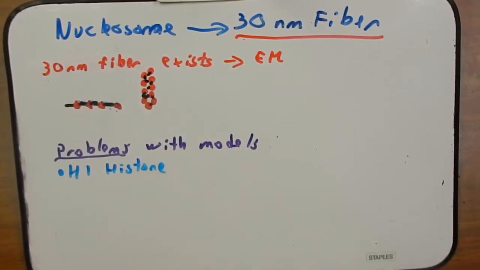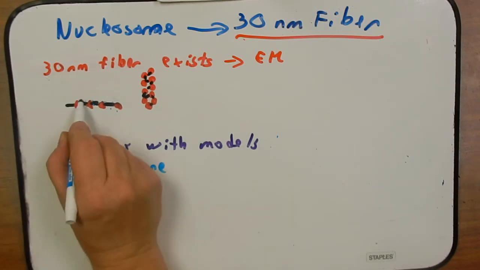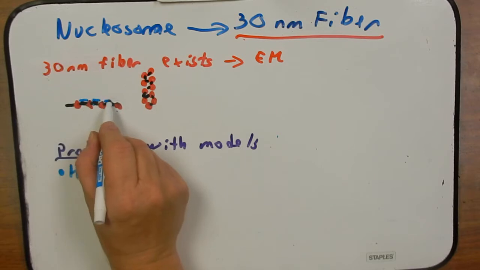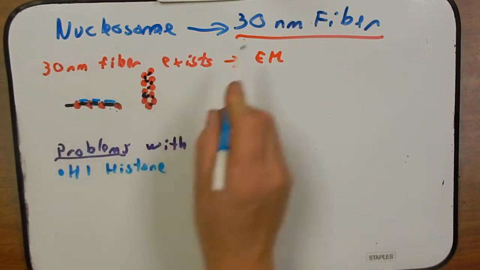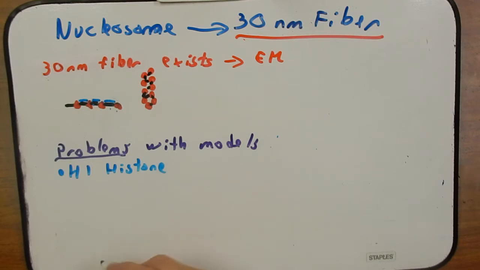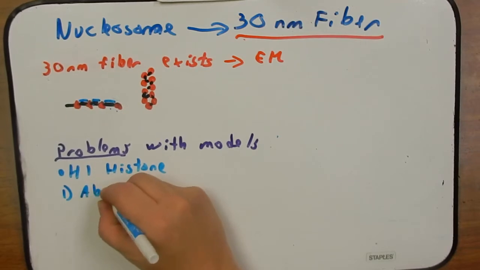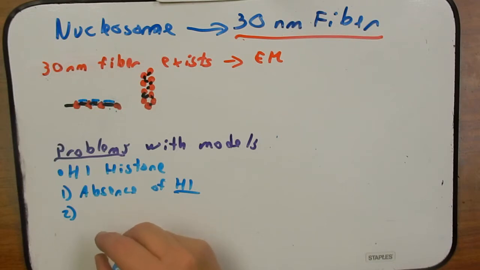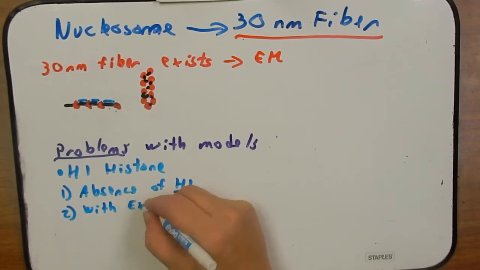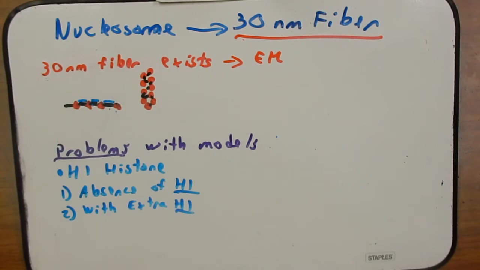Now remember, I told you before there were some disputes about whether the H1 histone was important or what its exact role was. But most believe it has some function in binding to the linker DNA and connecting the nucleosomes, and others believe it actually has an important role in forming this 30 nanometer fiber. So the problems with the models are, first, some of the models were proposed doing experiments where there was an absence of H1. And then some of the models were proposed doing experiments with extra H1, as opposed to using a physiological amount of H1.